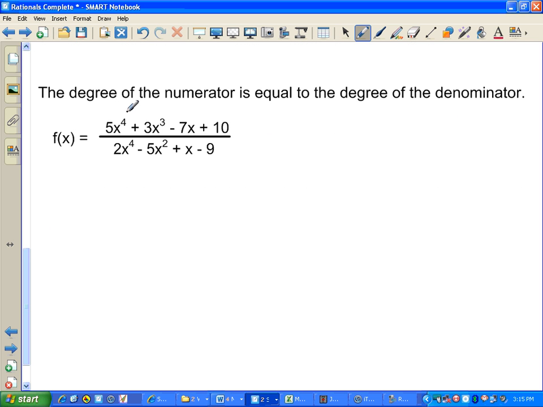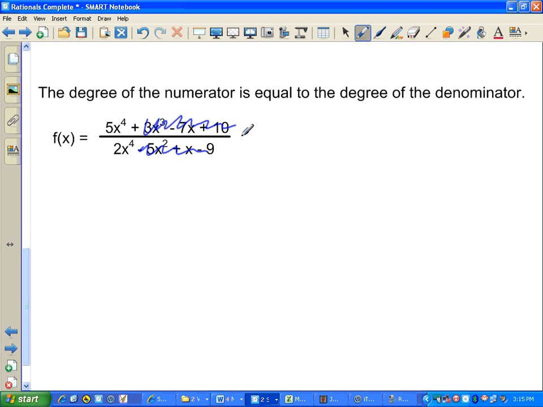If the degrees are the same, so here I've got x to the 4th power over x to the 4th power, I'm going to have a large number times 5 over a large number times 2. Because we can basically ignore these other numbers here, and these very large numbers are going to be the same large numbers, and they'll cancel, leaving me with just the ratio of the leading coefficients.